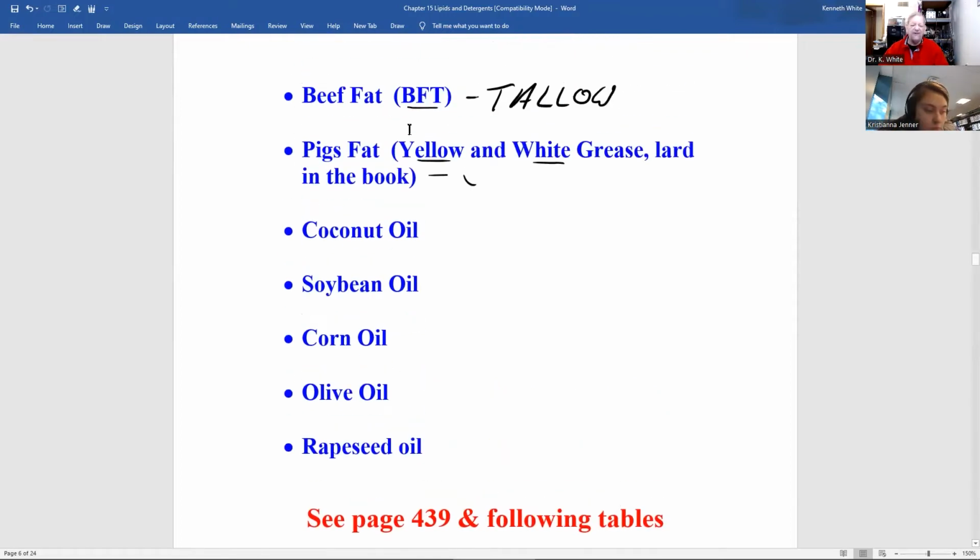Now, if you look at beef fat, or pig's yellow grease, white grease, have you ever cooked bacon in a frying pan? And after you take the bacon out, there's some liquid in there, which is yellow grease or white grease, pig's fat. And if you let it cool, it immediately solidifies, and that's why it's called a fat.